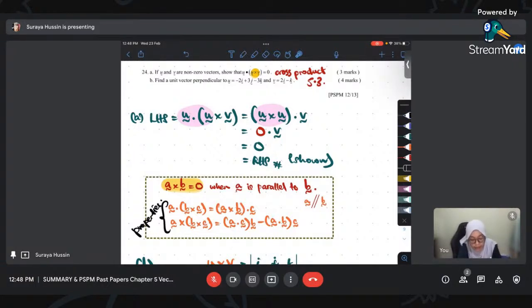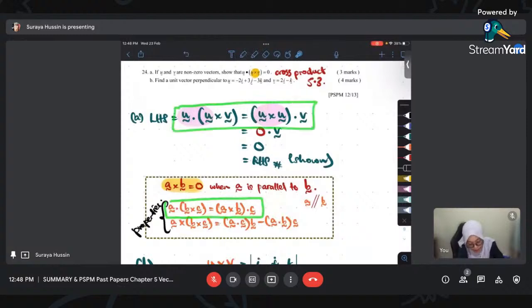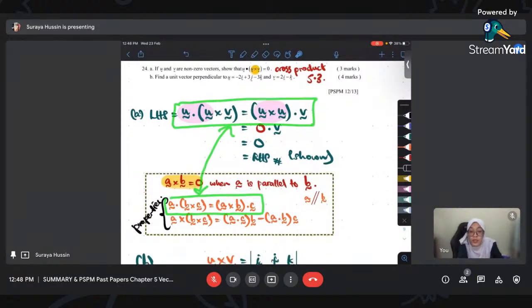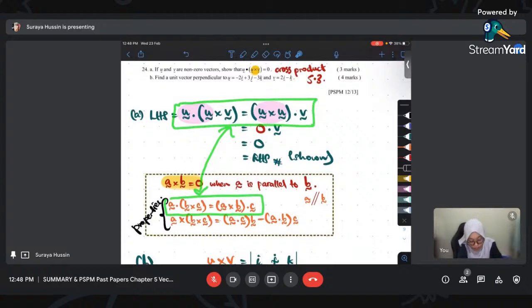Yang saya tulis dekat sini tak banyak. Properties saya untuk cross product ataupun vector product tidak banyak. So what I did here, I just use these things into here. This is what I did. Kalau kamu boleh observe dengan hati-hati, have a look. Dia ada kaitan.